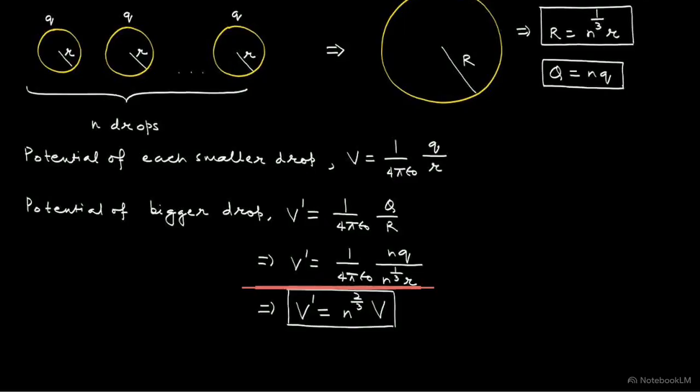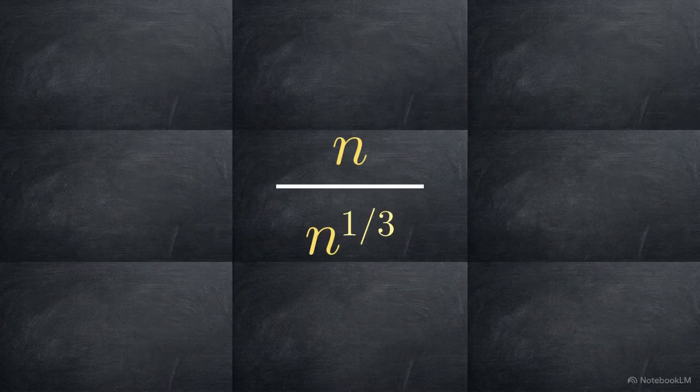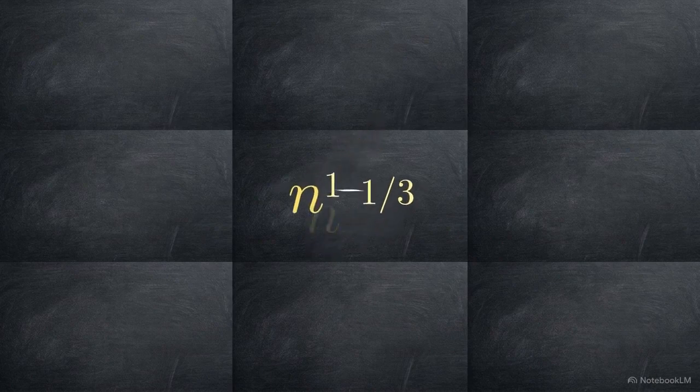Here is the substitution step. We replace the capital Q and capital R variables with their respective n-based formulas. The primary algebraic hurdle in this derivation is simplifying this specific fraction, n divided by n to the 1/3 power. Dividing identical bases means subtracting their exponents. 1 minus 1/3 leaves us with an exponent of 2/3.